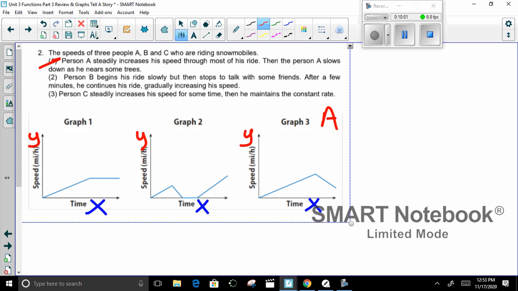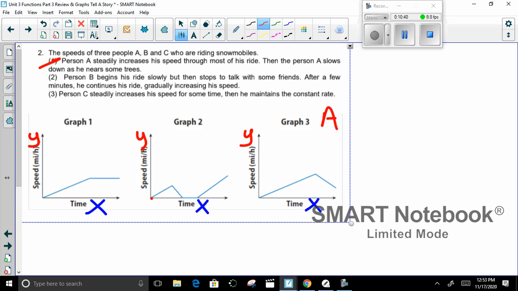Person B begins his ride slowly. Then he stops to talk with some friends. After a few minutes, he continues his ride, gradually increasing his speed. So think about this. If you begin your ride slowly and then you need to stop, your speed has to decrease. Your speed is kind of increasing because you're increasing slowly. And then if you need to stop to talk to your friends, it's got to decrease. And then it would flatline because you're talking to your friends for a little bit.